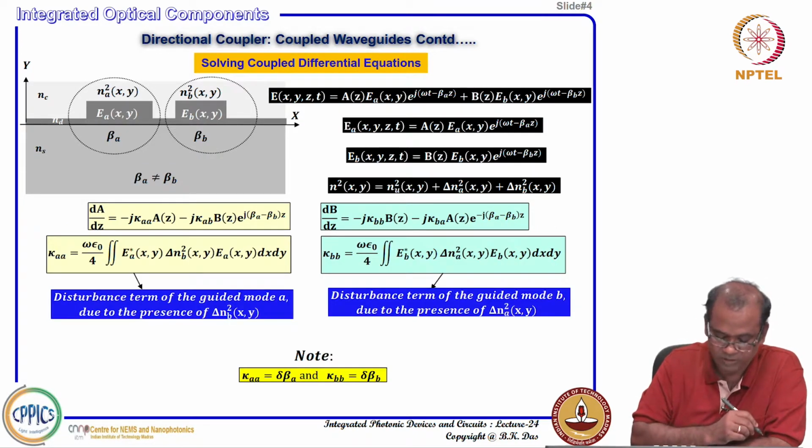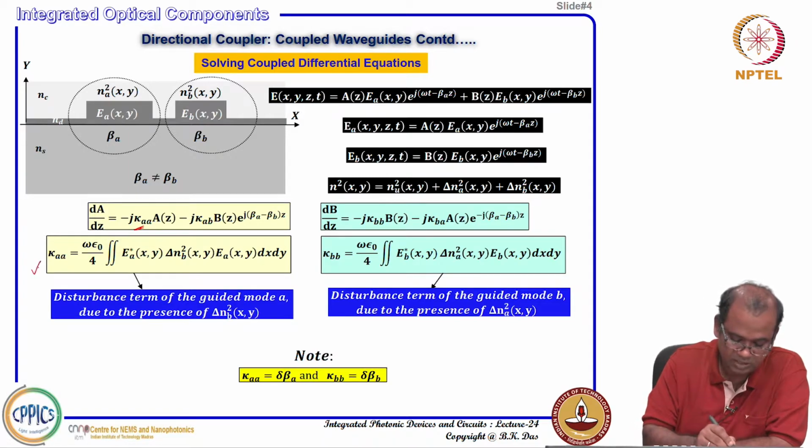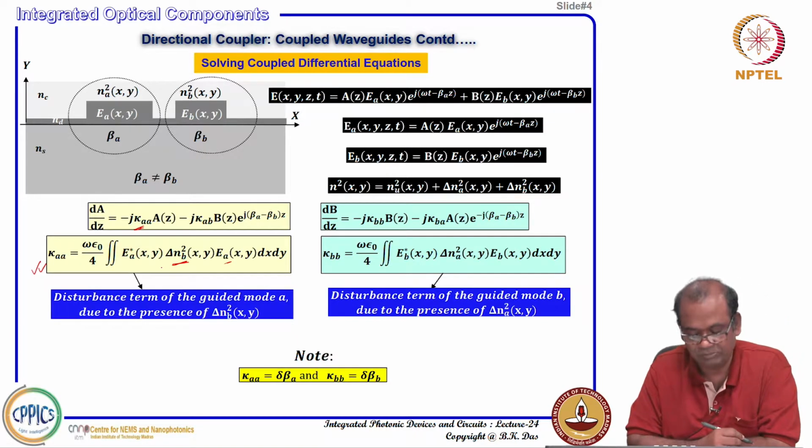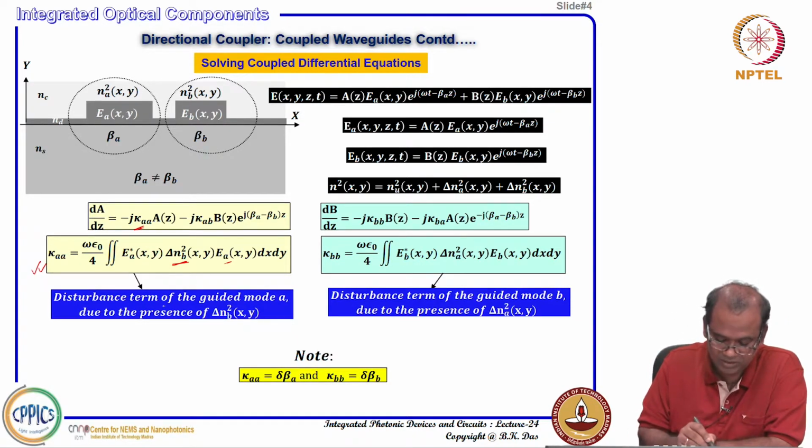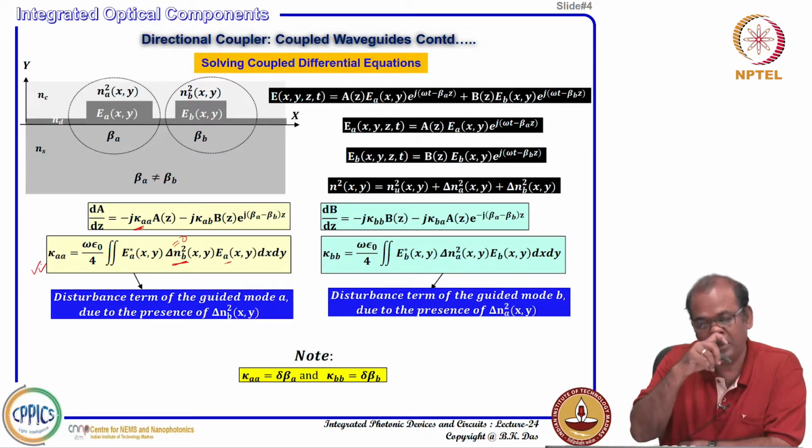Okay. Now, if you see this kappa AA, in our coupled mode equation when we derived, we found that the expression looks like this, where this is a coupling strength, but you see EA star and delta NB square are present in the integration. That means we say it is a disturbance term of the guided mode in waveguide A due to the presence of delta NB square, due to the presence of waveguide B. So, if this delta NB is equal to 0, then kappa AA would be equal to 0.